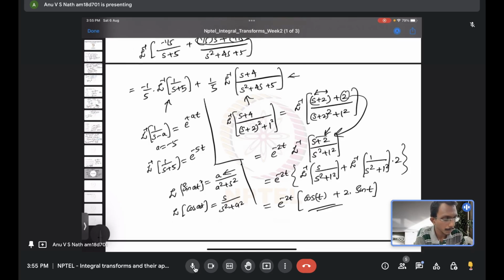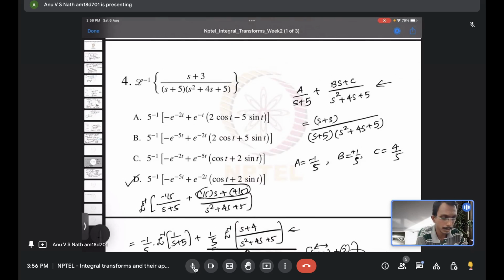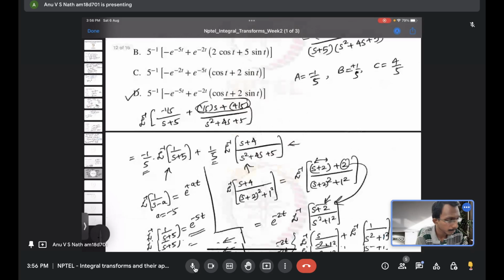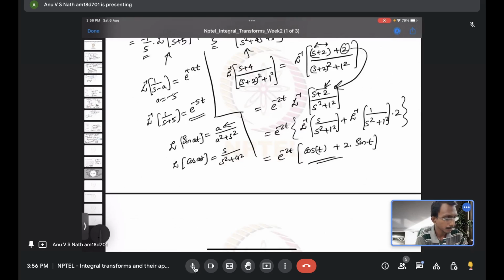Now we combine all of them with this minus 1 by 5. Also we have the other e raised to minus 5t from the left hand side. So if we combine everything, we will get option D as the solution. We can check. Okay. So any question? Is it clear? It was just partial fractions and using the properties, shifting theorems and all, and then some of the standard inverse Laplace transforms.